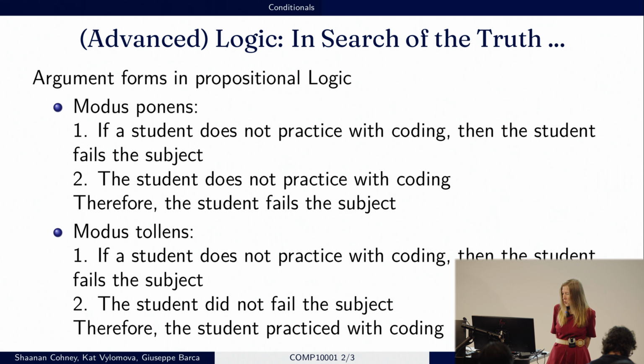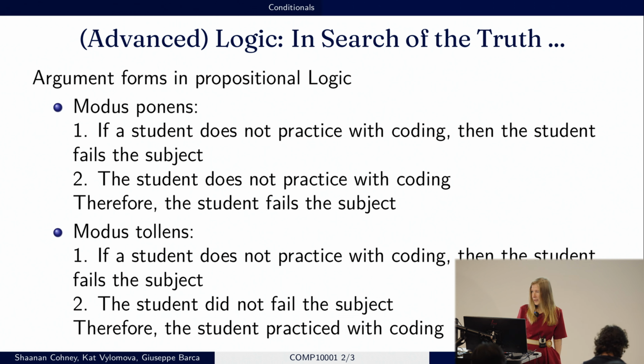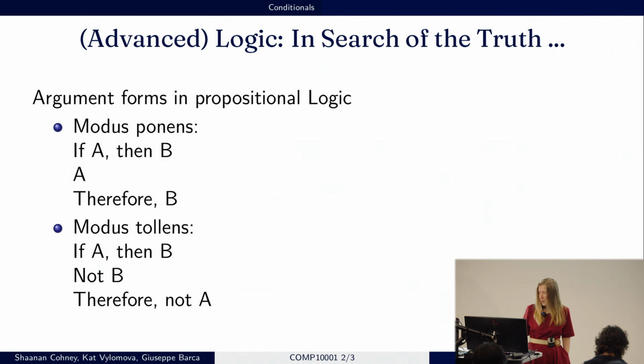And modus tollens starts with the same statement, but then you have not B. What it means? The negation means that the student did not fail the subject, and we conclude from that that the student practiced with coding. So those are very common rules of logic.